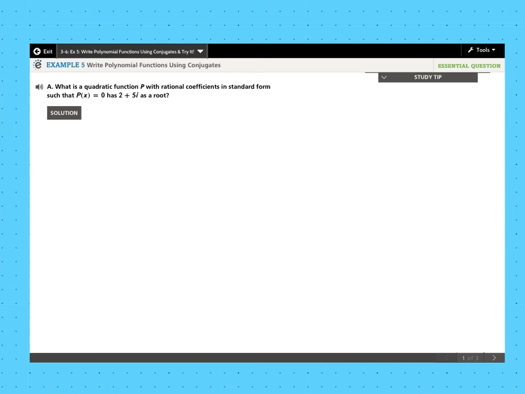So it's asking us to write the final quadratic function in standard form, but it's giving us one root, 2 plus 5i. Therefore 2 minus 5i must be the other root, right? So now I have two roots. I can put them in as my factors. So p of x equals x minus (2 plus 5i) times x minus (2 minus 5i).